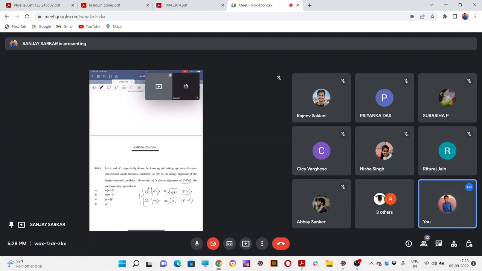Has anyone else solved it? Yes, sir. You have also found option A? Yes. Cool. Okay. So we can also use the commutation relation and shift the operator and then do it. Yeah, that is also possible. You can do it that way also.